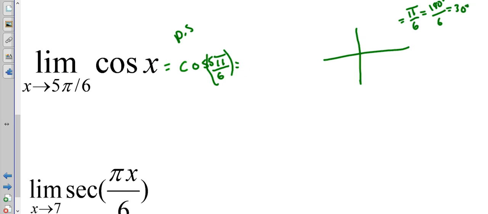So we're talking about a 30-degree angle here, pi over 6, and we're talking about 5 of them. So 5 times 30 is 150. That's going to be over here. So this is a 30-degree angle for reference. And that's the same thing as pi over 6.